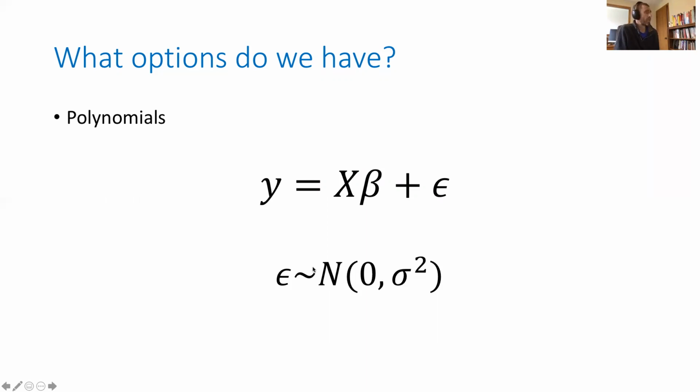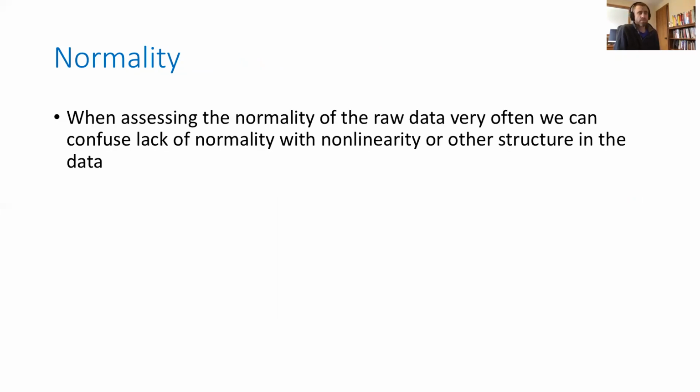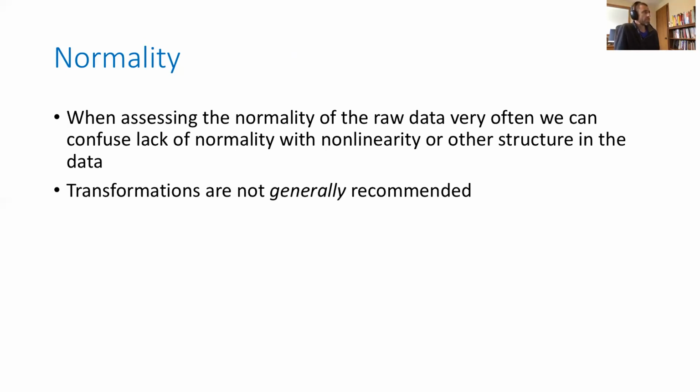And I want to make a quick note here about normality, because in my experience, a lot of times people look at their data and they think, my data is not normal and maybe I need transformation or I need to do something about it. And many times it's not that their data doesn't conform with the normal distribution. It might be that in reality they have some nonlinear relationship or structure in their data. And that's what makes it look like it's not normal. But in reality, they have to account for the nonlinearity in the data. And I can say here that transformations are not generally recommended.